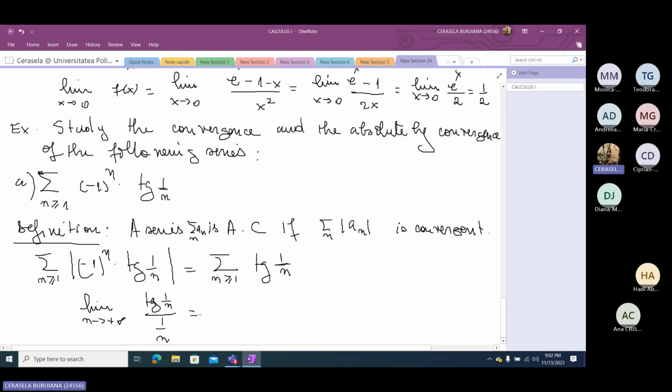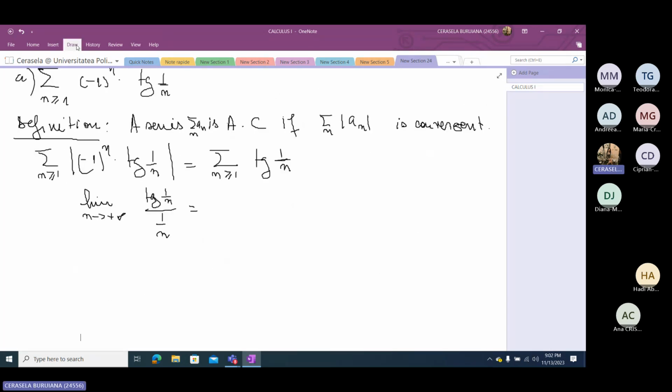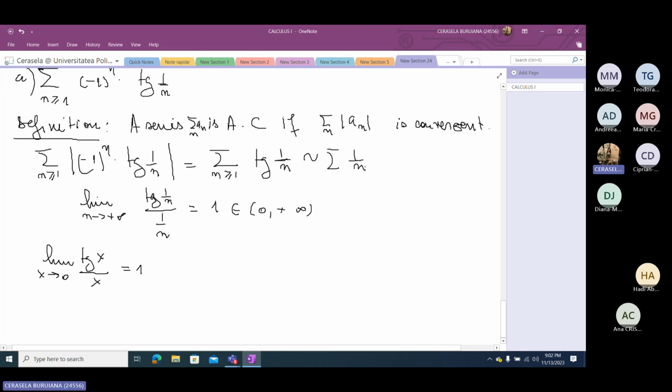Yeah, that's also a classic limit. Remember the fact that always the tangent of x over x, when x goes to 0, has the limit 1. So by using this limit, it's 1. It's in 0 plus infinity. So I get that our series has the same nature as 1 over n, which is divergent, if you remember. Yeah, it is divergent.